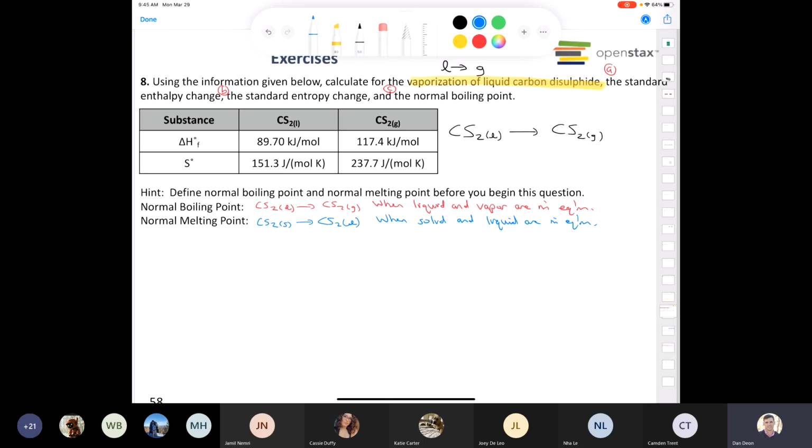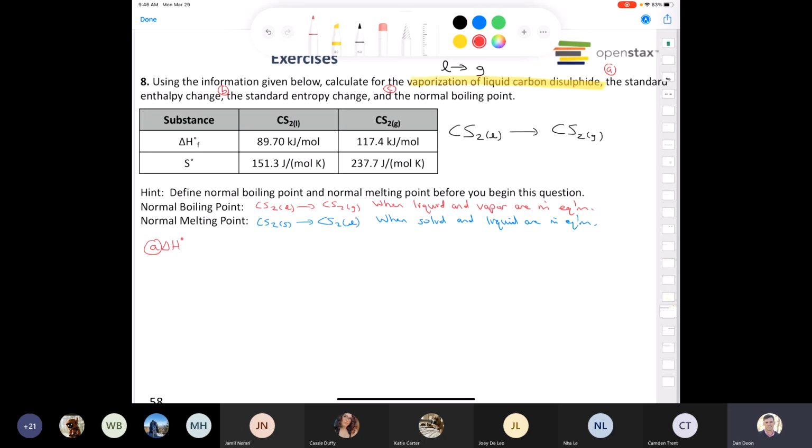Well, we're going to talk more about this in a second, this whole idea of normal boiling point, because I'm going to use it as kind of a segue into the section on free energy change and equilibrium. But I just want to solve for the standard enthalpy change and the standard entropy change first. So let's do the enthalpy change first. Again, we use the same formula that we used last time.